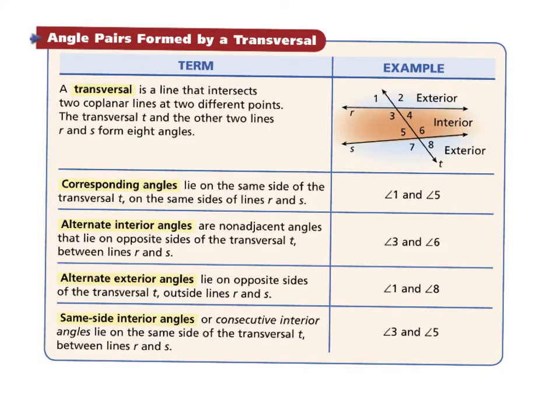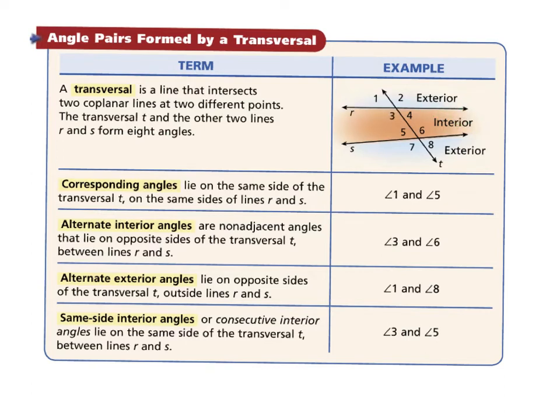The next 5 vocab words are all kinds of angles that are formed by a transversal. So, if we have 2 coplanar lines, if you're looking at this picture, lines R and S, a transversal is a line that intersects those 2 coplanar lines at 2 different points. The transversal, T, and the other 2 lines, R and S, form 8 angles.